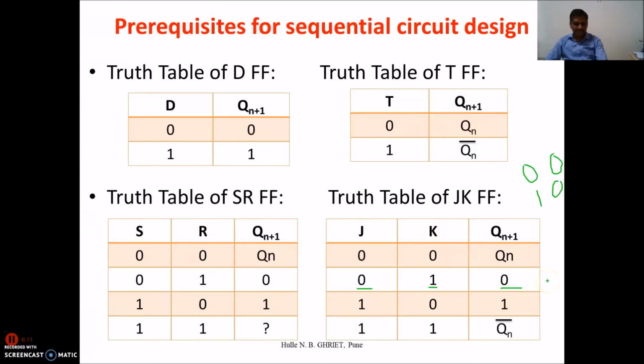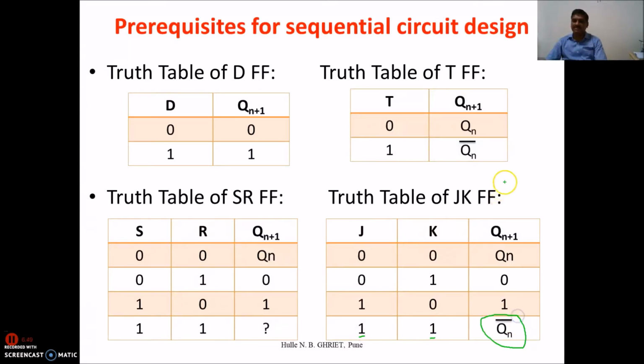Similarly, for 1 0 input in case of the JK flip-flop, its next state is always 1, independent of the previous state. If the previous state is 0, then its next state is 1. If the previous state is 1, then its next state will also be 1. And finally, in case of the JK flip-flop, if its inputs are 1 and 1, its next state is Qn bar.